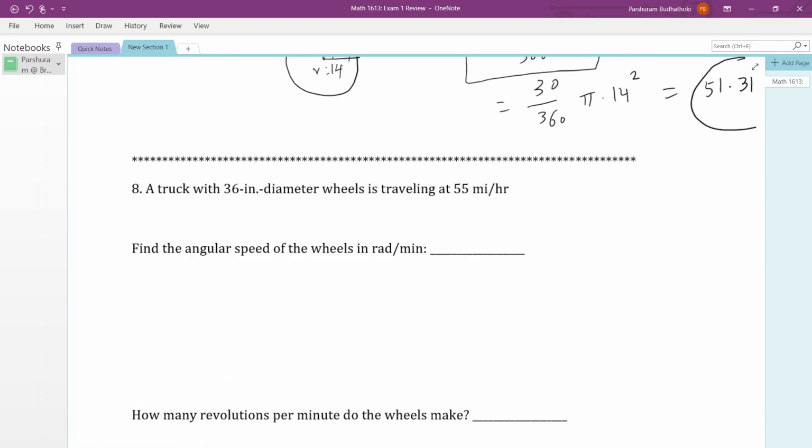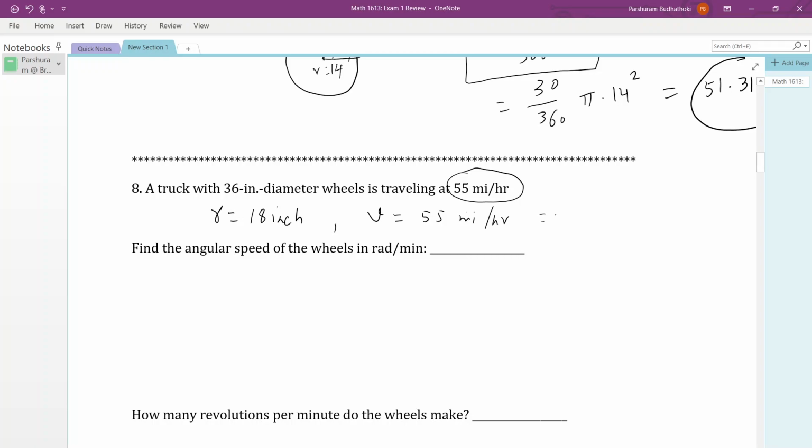For example, here we can see the diameter. From the diameter you can find the radius r. The diameter is 13 inches, which means the radius is half of the diameter, so the radius is 18 inches. Because the radius is given in inches and we would like to find the angular speed in radians per minute, we look at the linear velocity, 55 miles per hour. V is 55 miles per hour. So we need to change this mile into inch and hour into minute to make the same unit.